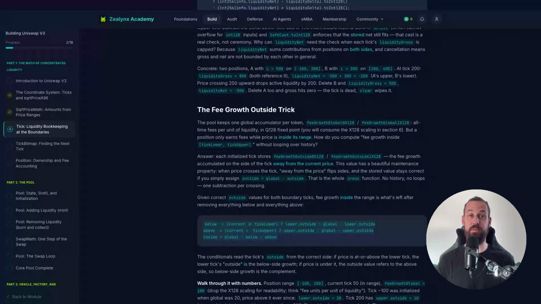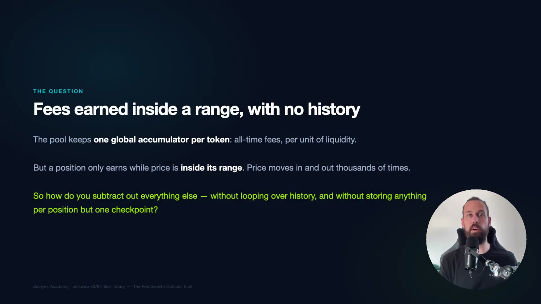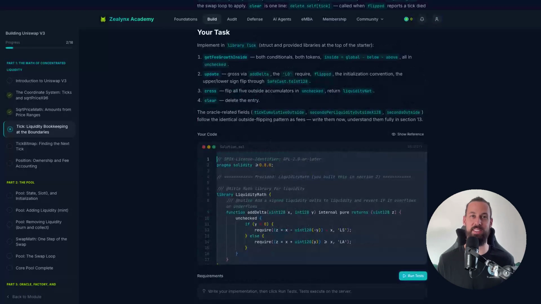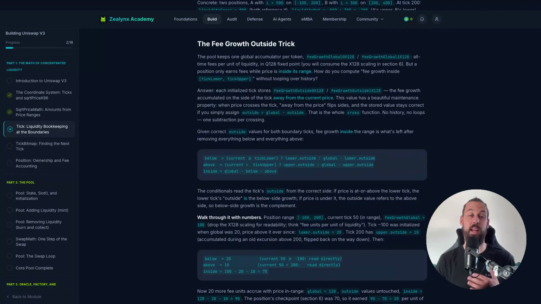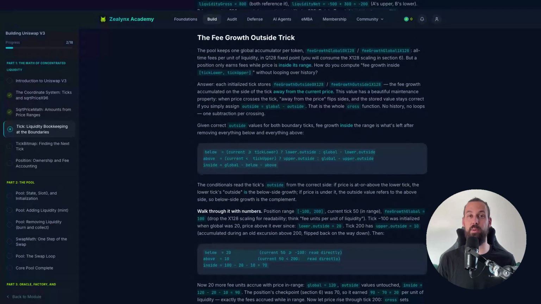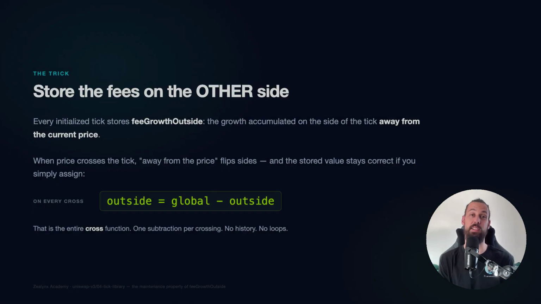Right? Now the fees. The pool keeps one global accumulator per token. All-time fees per unit of liquidity. Simple, cheap, one number. But that global number counts fees earned across every price. Your position only earned the ones accrued while price was inside your range. So how do you subtract out everything else without walking through history? Here's the trick.